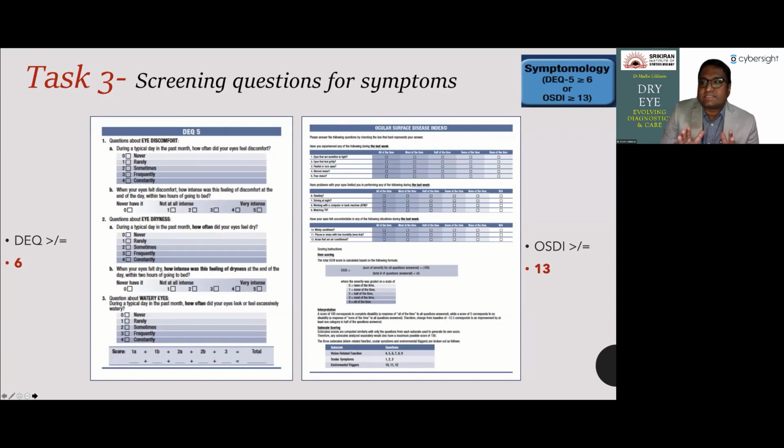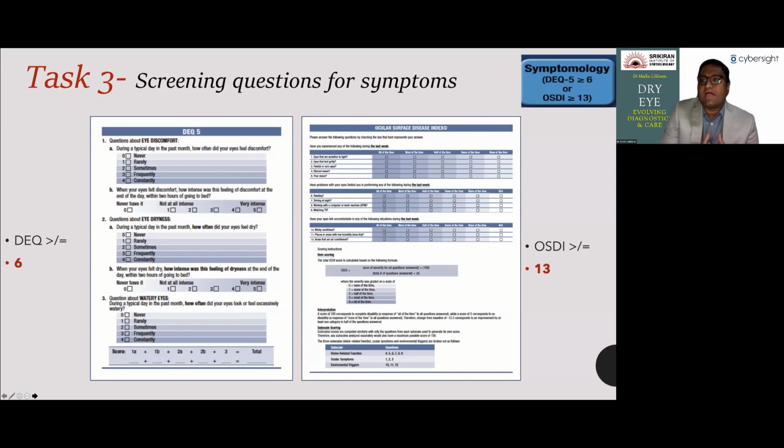Let us go to task three. Task three is again simple. You don't invest anything in this. These questionnaires are readily available on the net. The simple questionnaire we follow at our institute, Srikiran, is the DEQ. These are questions about discomfort. If the score is above 5 or 6, we confirm that the patient is having symptomatic dry eye. If you want a more comprehensive questionnaire, the OSDI questionnaire is better. The OSDI questionnaire, we only tend to use when we do research work and we are planning for publication.